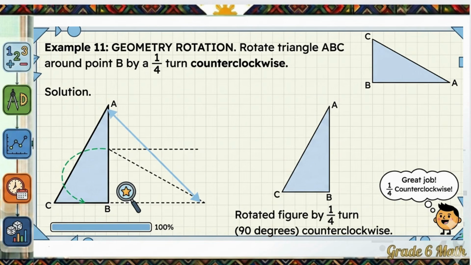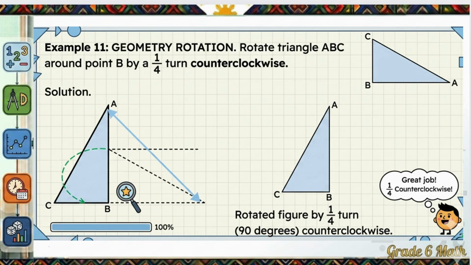Point 1. The new fixed point, point B. Pay close attention. In our earlier examples, we pivoted around point A, but look at the instructions. We are rotating around point B. This means point B is our thumbtack now. It stays exactly where it is, and the rest of the triangle swings around it.